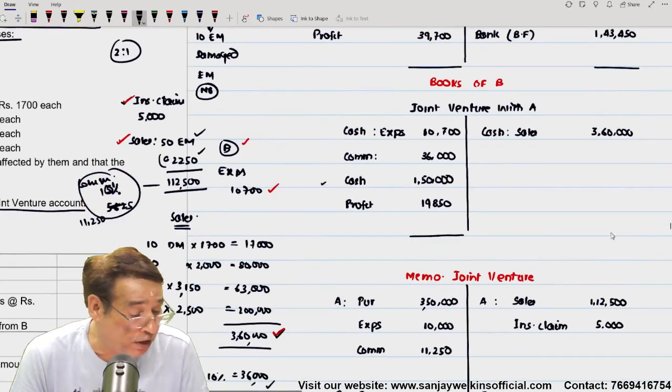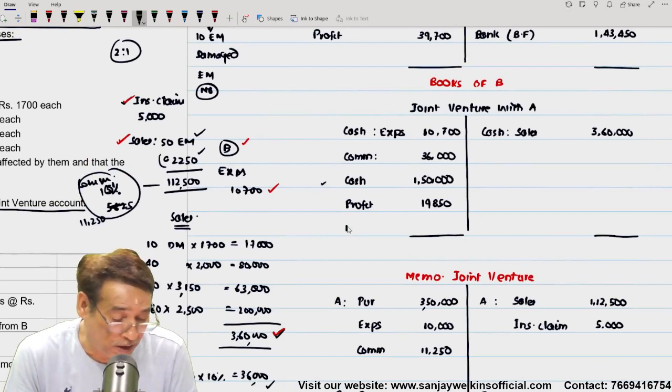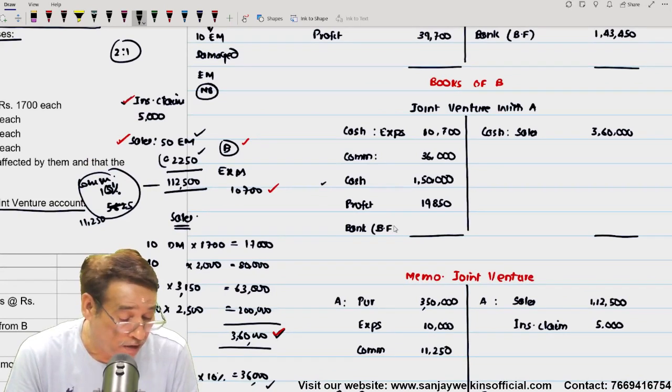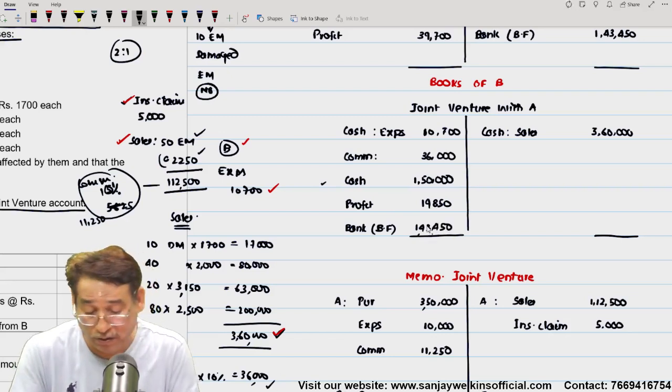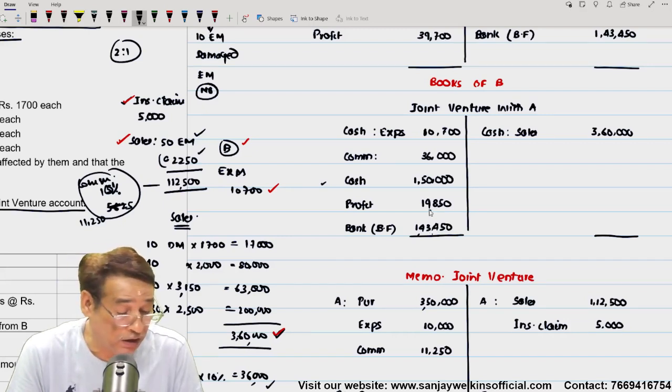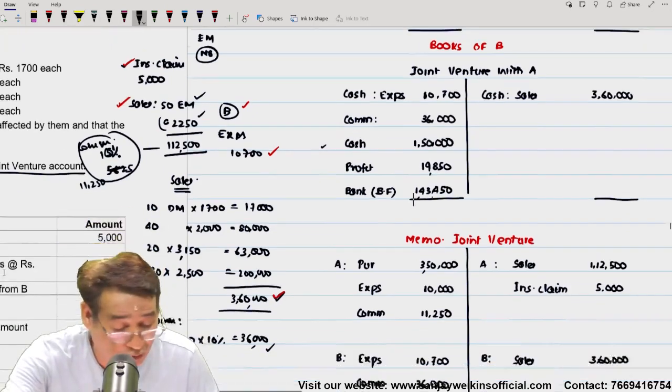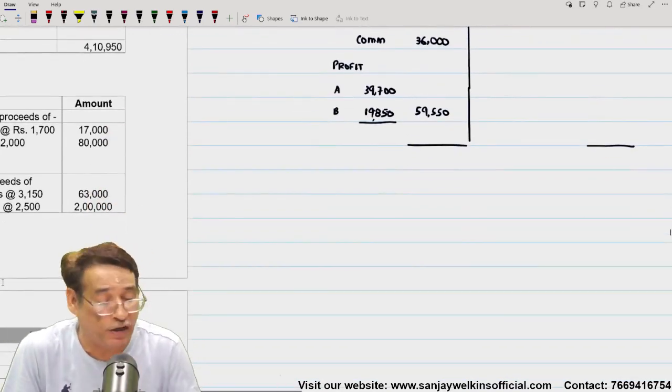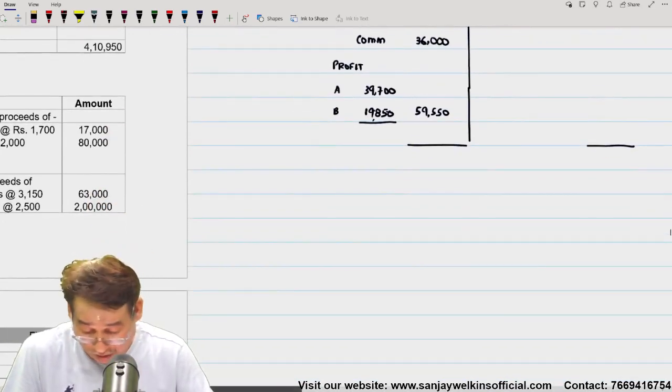Similarly, I will tally this account, and here also I must get the same figure. 1,43,450. Is it clear to you or not? 3,60,000 minus this, minus this, minus 1,50,000, minus 19,850. So 1,43,450. This is your memorandum joint venture account. I hope you got a fair bit of idea now. And this was the strongest question.